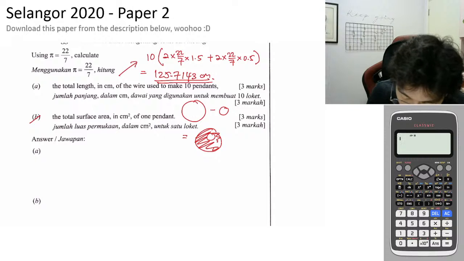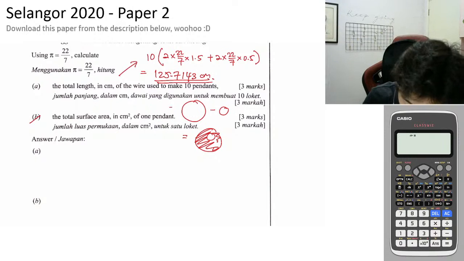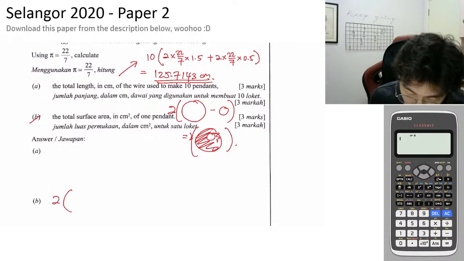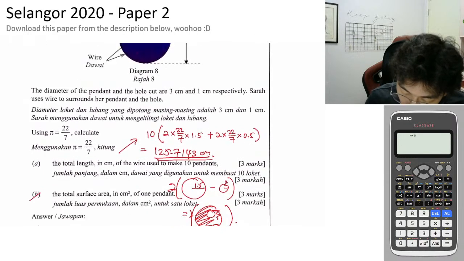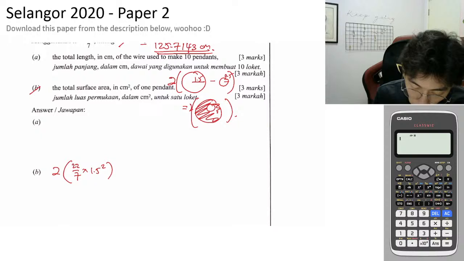So 2 times with this, then you get the answer already. 2 times with the big one, you have 1.5, and this one is how much? 0.5. So 22 over 7 times 1.5 square, then minus 22 over 7 times 0.5 square.